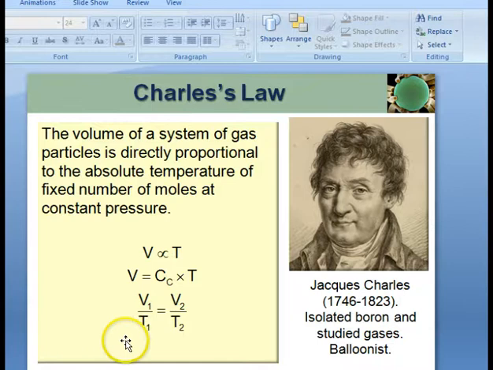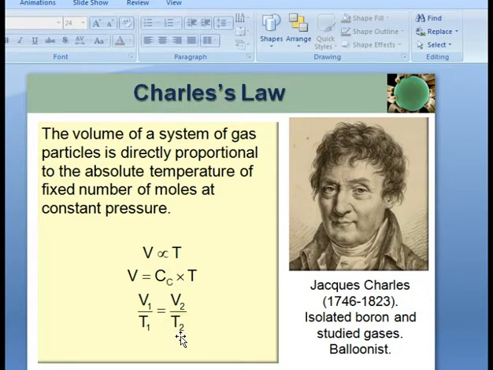So when we look at the mathematical relationship, notice that it is different from Boyle's law, which was pressure times volume, situation 1 equals pressure times volume, situation 2. In this case, we have volume over temperature equals volume over temperature. So it's a ratio.